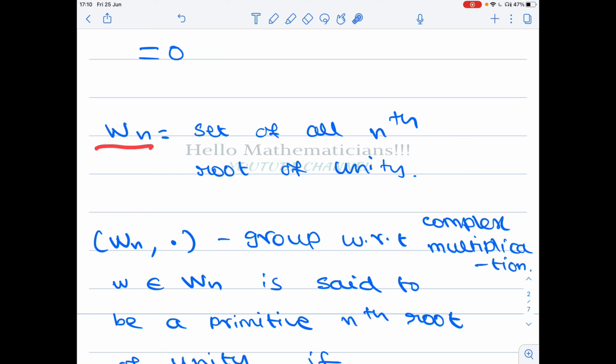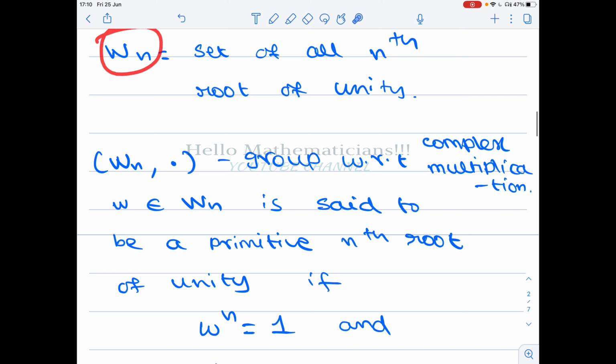So let W subscript n be the set of all nth roots of unity. So the cardinality of this set will be n. Then this set forms a group with respect to complex number multiplication.